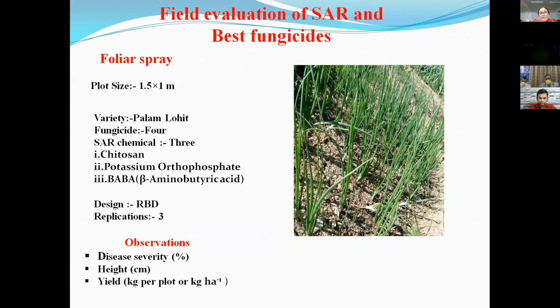These were tried under spot conditions also, and the best ones we have chosen for these field trials: chitosan, potassium orthophosphate, and beta-aminobutyric acid, which actually trigger immunity in the plant system and enhance some of the biophysical parameters like phenols, reducing sugar and all. These we later saw in other systems, powdery mildew and rose.